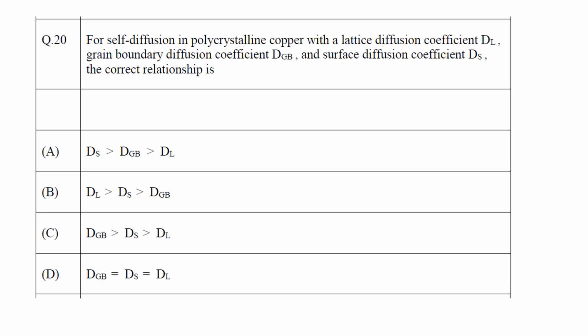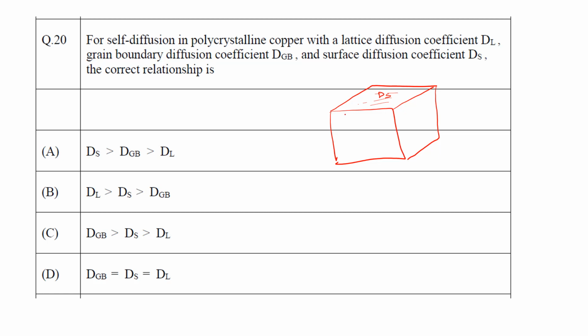Yeah, for self-diffusion in polycrystalline copper with a lattice diffusion coefficient Dl, grain boundary diffusion coefficient Dgb, and surface diffusion coefficient Ds, the correct relationship is. Okay, so it is talking about the diffusion capability, or the easiness of the diffusion, when we have three types of surfaces. Suppose you consider this as a material, then you can say that this is the surface, right? So here Ds will act.